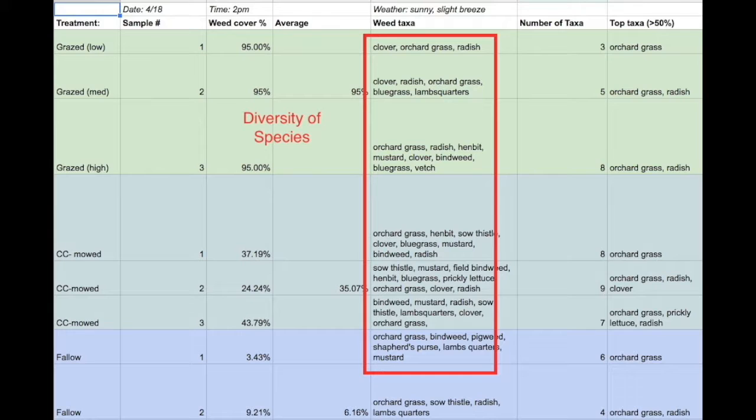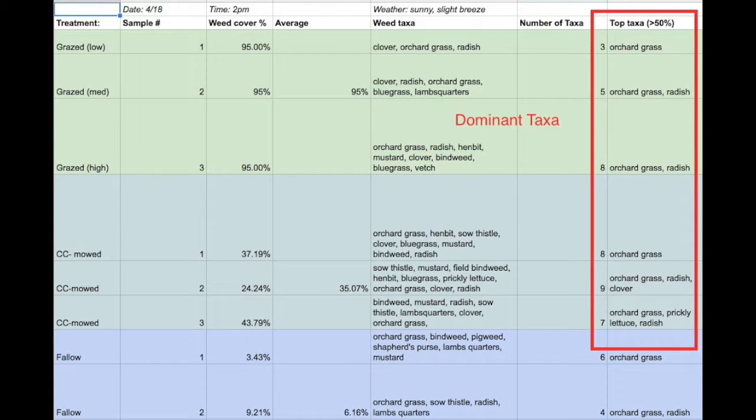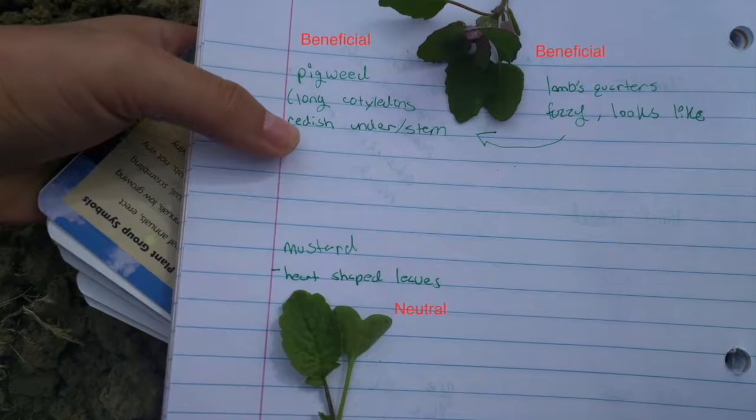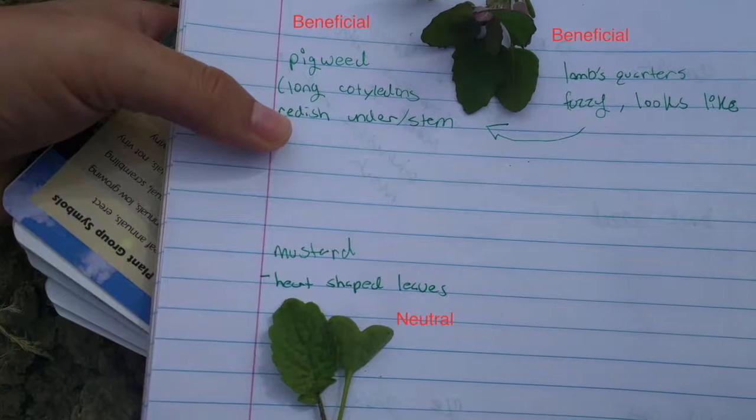Within each sampling frame, we collected inventory of observed taxa and calculated the sum of the number of taxa per treatment in order to calculate the richness. We then recorded the top 3 most abundant taxa that comprised over 50% of the overall population. Post-sampling, we categorized resident vegetation as beneficial or detrimental relative to its impact on the crop, taking into special consideration the status of most abundant taxa.